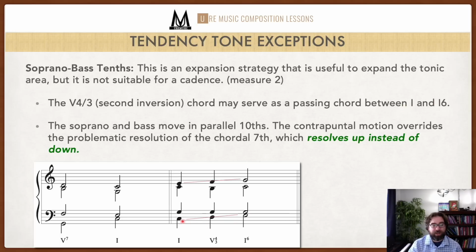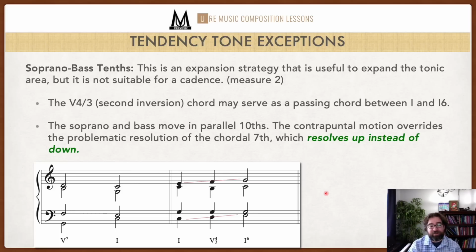So you'll notice what happens here is if we maintain the common tone, you come down to the leading tone and resolve it up, and then you just have that F that goes up to a G, you end up with a 5/4/3 chord. So the soprano and bass move in parallel tenths. This contrapuntal motion overrides a problematic resolution of the chordal seventh, so it resolves up instead of down.